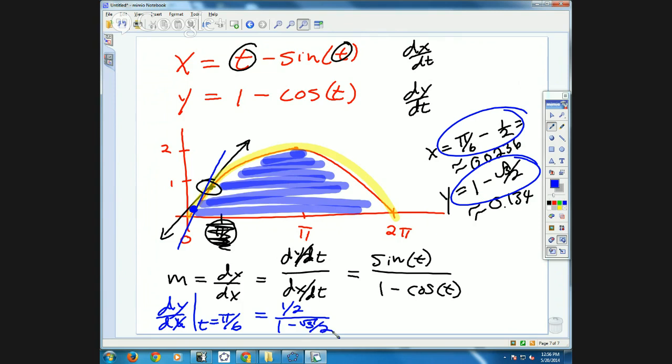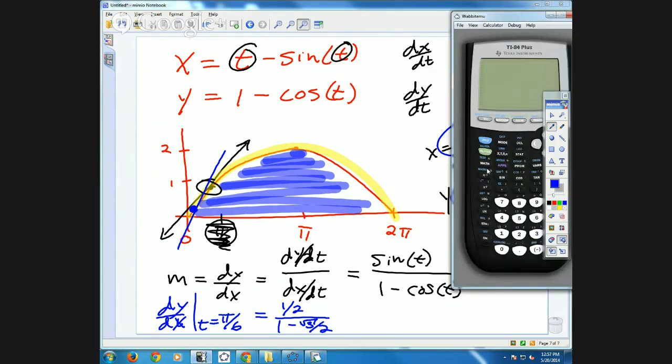And we can approximate that. Well, we already got the answers for that. Yeah, not for the fraction, though. So I'm just going to whip that out of my calculator.